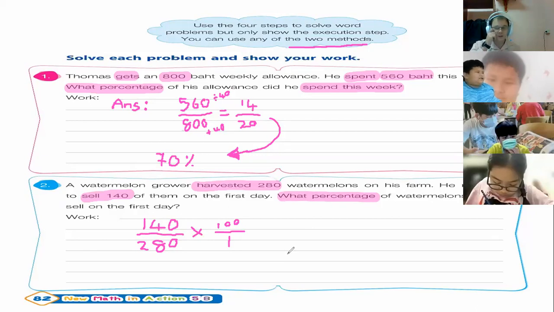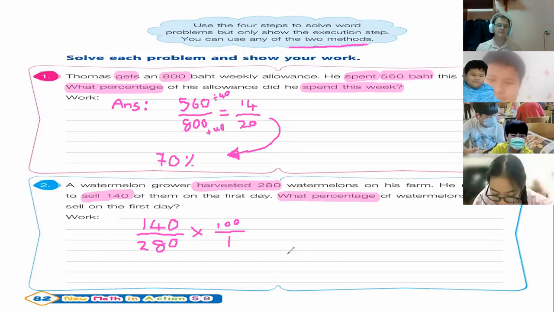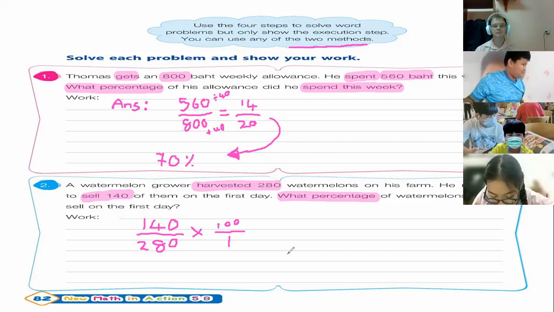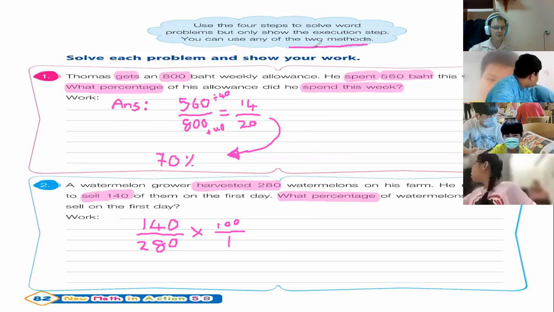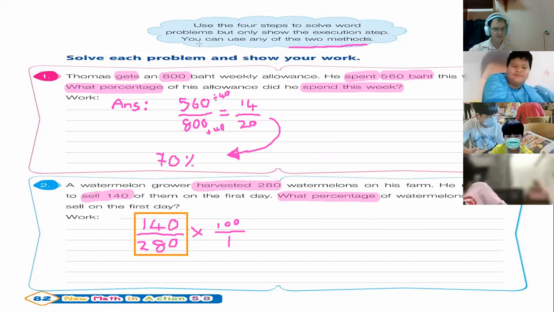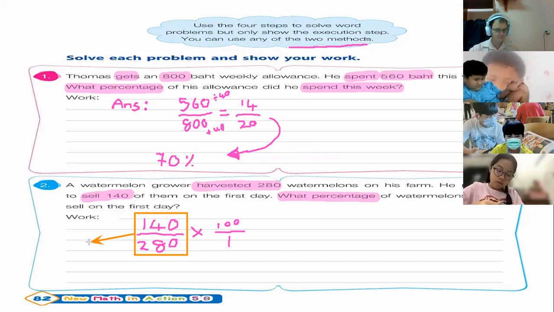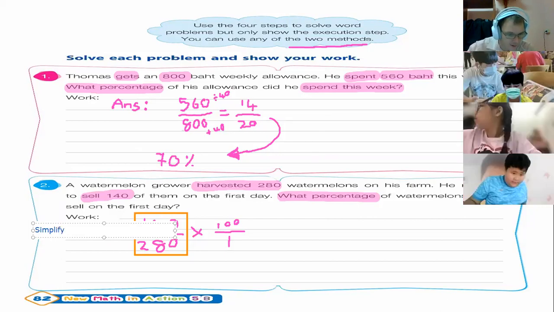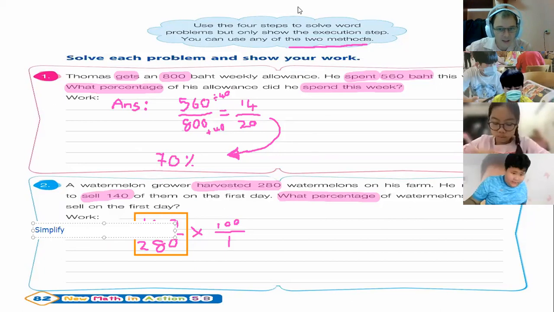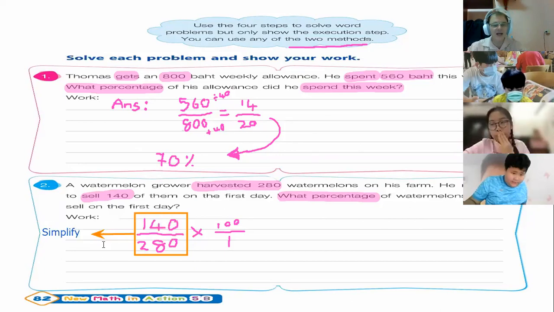So how do we calculate this one? Who knows? What do we have to do with the fraction on the left first over here? What do we do first? Step number 1. What is step 1 over here? We simplify the fraction. Why? To make it easier for us to multiply and divide. So how do we simplify? We have to divide at the top and divide at the bottom.